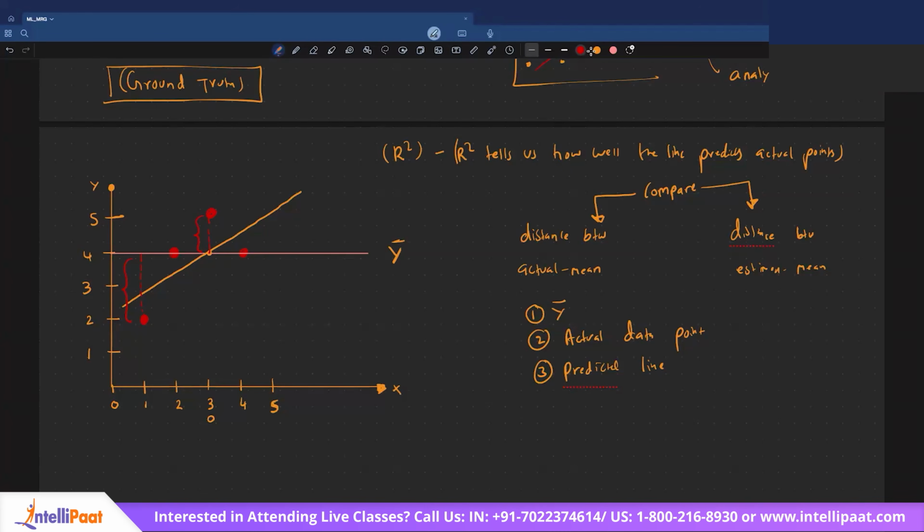Then the next difference we calculate is estimated minus mean. The red one is the actual data point and the yellow one is the estimated data point. The next thing you do is calculate the distance between estimated and mean, which is this much. So we have the distance between actual minus mean and estimated minus mean. When you compare them, this comparison is what we call R square.